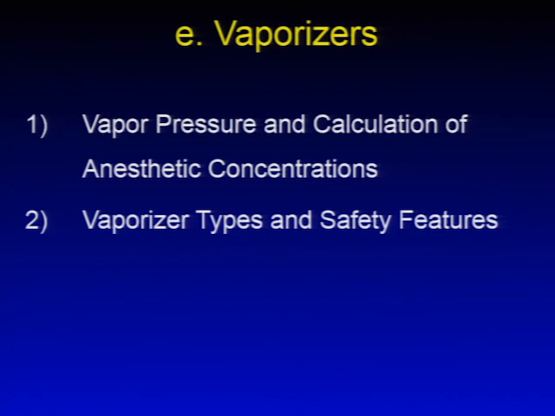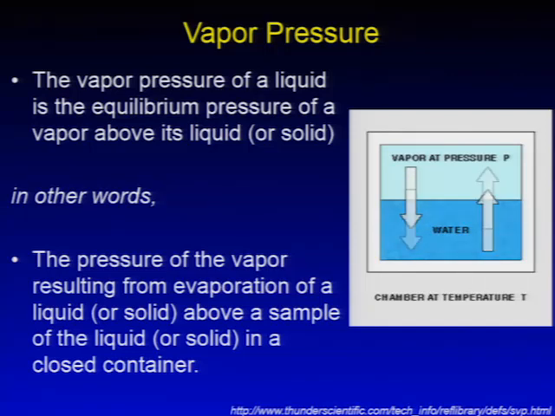So I'm switching gears to vaporizers. I'm going to discuss vapor pressure and vaporizer types. So vapor pressure, what is this? The vapor pressure of a liquid is the equilibrium pressure of the vapor above its liquid or solid. In other words, as you can see in the diagram here, it is the pressure of the vapor resulting from evaporation of the liquid or solid above a sample of the liquid or solid in a closed container.